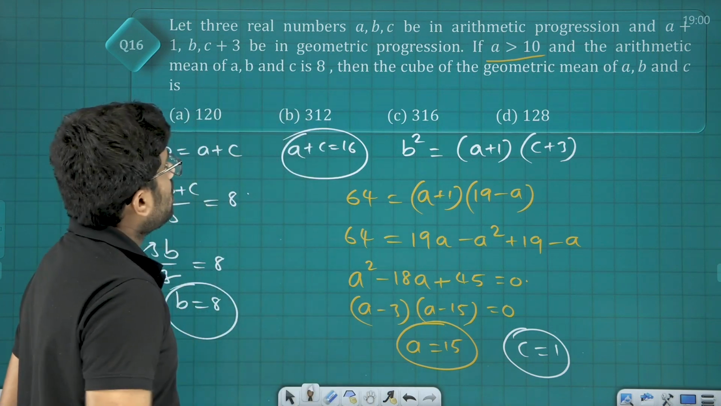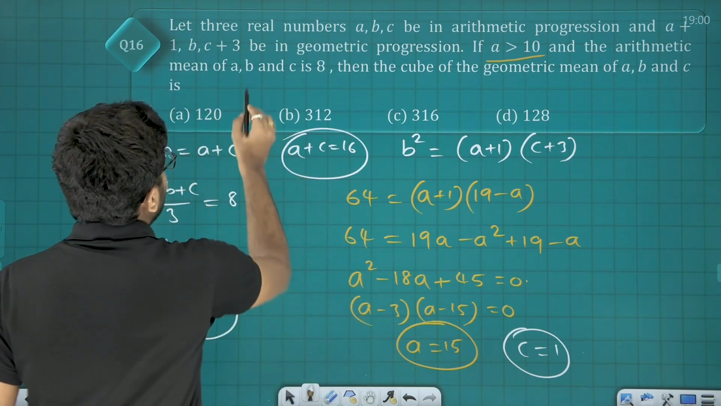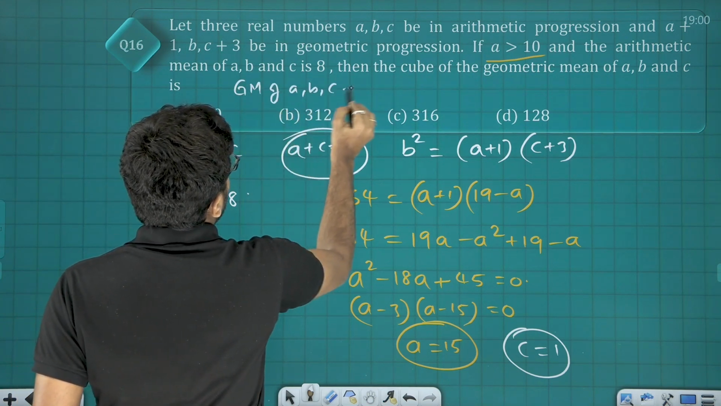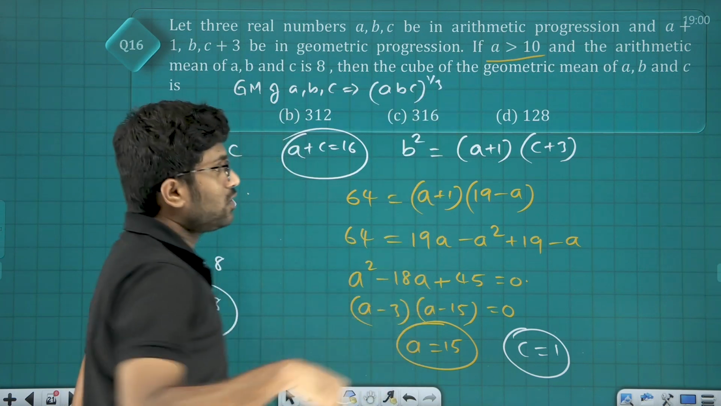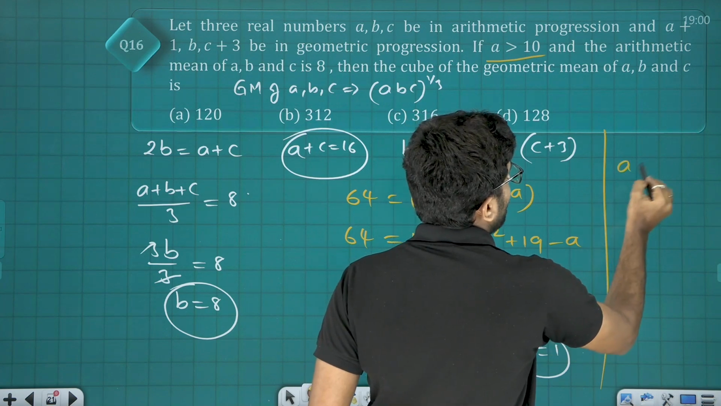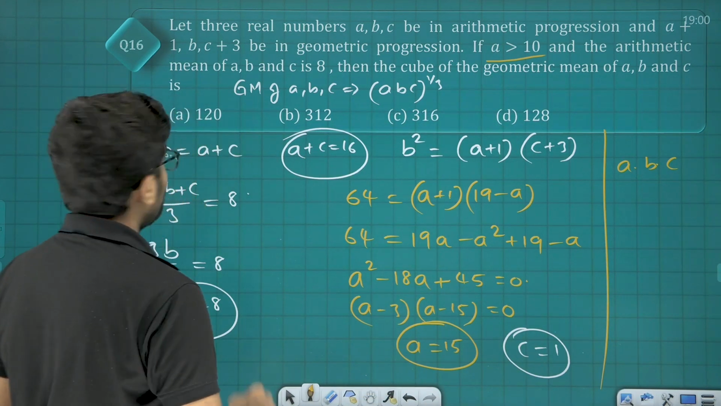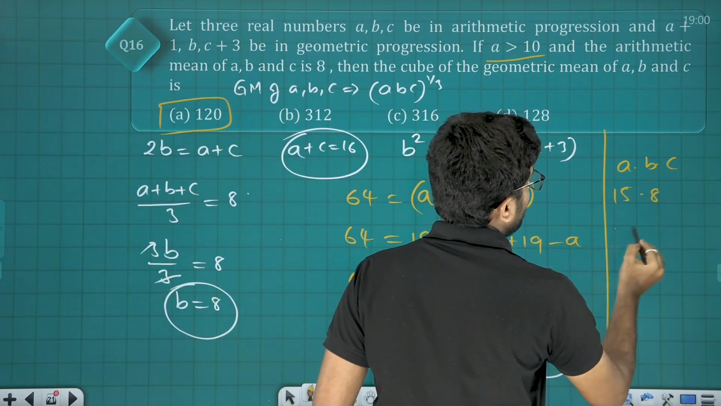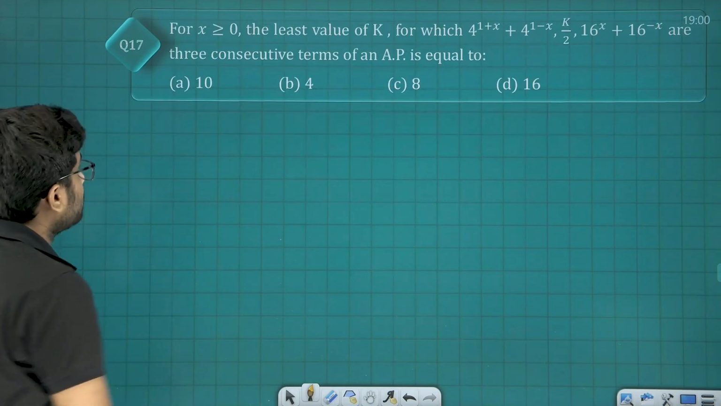C is 1. Now they are asking the cube of the geometric mean of ABC. What is the geometric mean of ABC? GM of A, B, C is (A into B into C) whole power 1 by 3. So the cube of that means they are asking ABC only. A into B into C is required. That is 15 into 8 into 1, which is 120. Next question, friends.